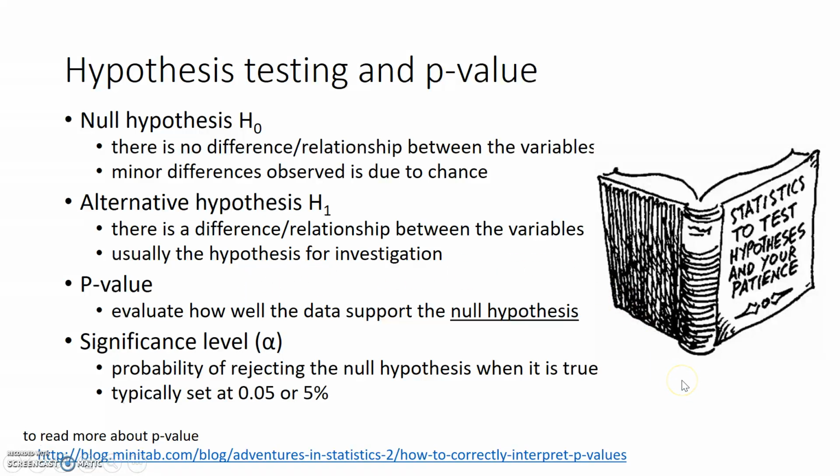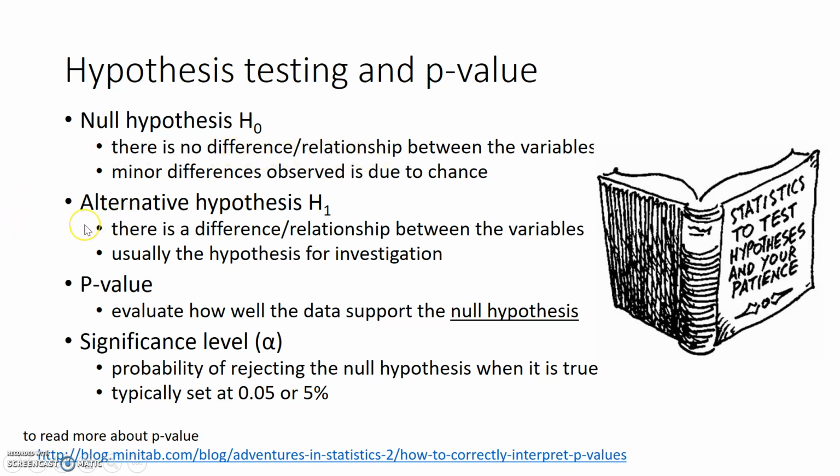When you are doing an experimental study, typically people will talk about hypotheses. How do you test the hypothesis and find out the p-value? Before you start a study, you will typically have a null hypothesis, and the null hypothesis would state that there is no difference or relationship between the variables being measured, and whatever minor differences you observe are due to chance alone. That is what we call the null hypothesis, simply saying that there is no relationship or no difference observed.